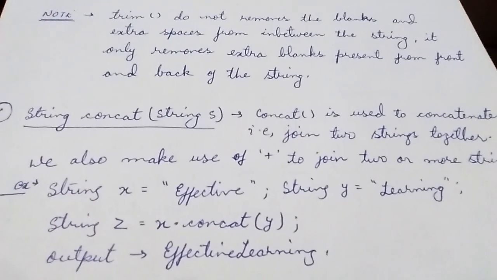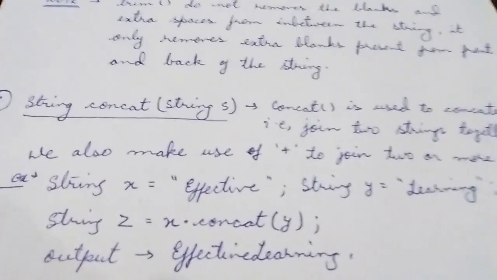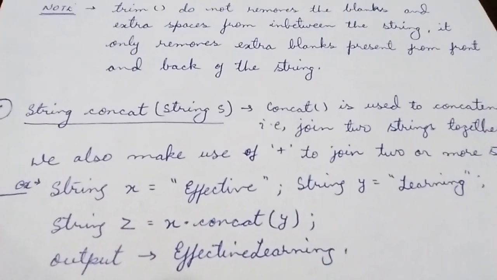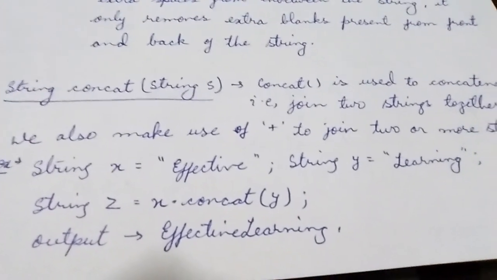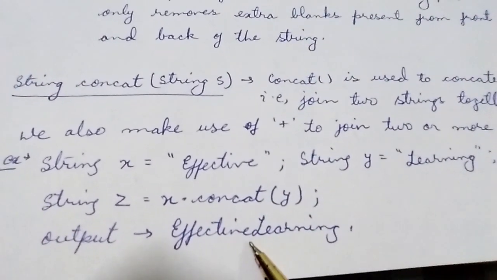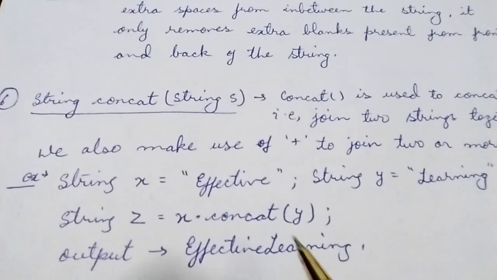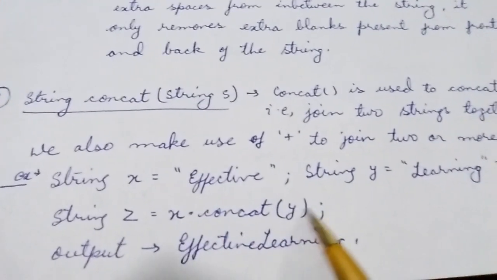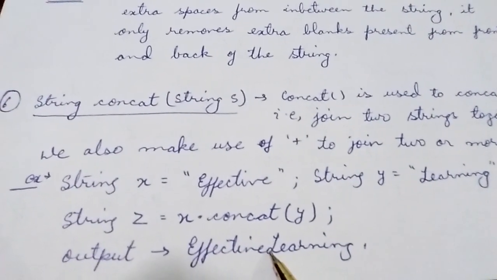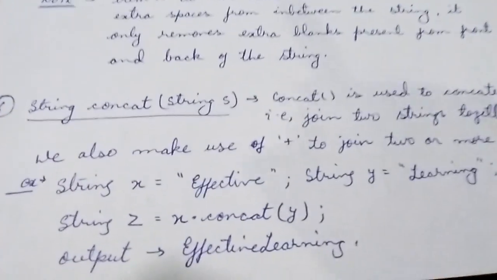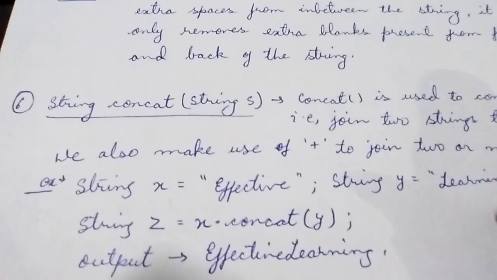So we see from here string X equals to "effective", string Y equals to "learning". When we write string Z equals to X dot concat Y, the output will be "effectivelearning" without any gap. If I write Y dot concat X, then it will be "learningeffective". So we have to pay attention to what is concatenating. And the concat function does not provide the gap. For that we have to add it. That's why we make use of plus, where multiple strings can be joined together easily.